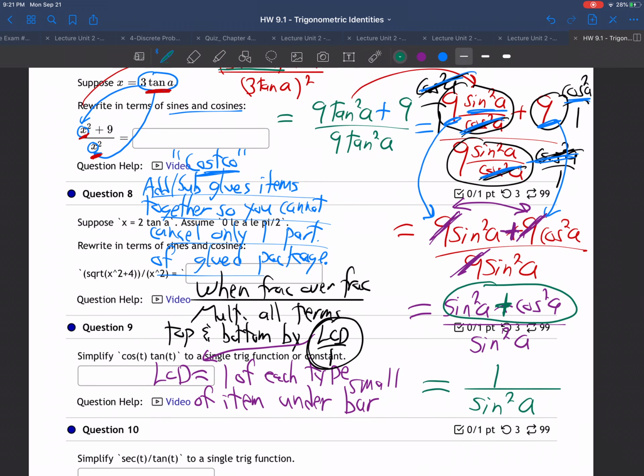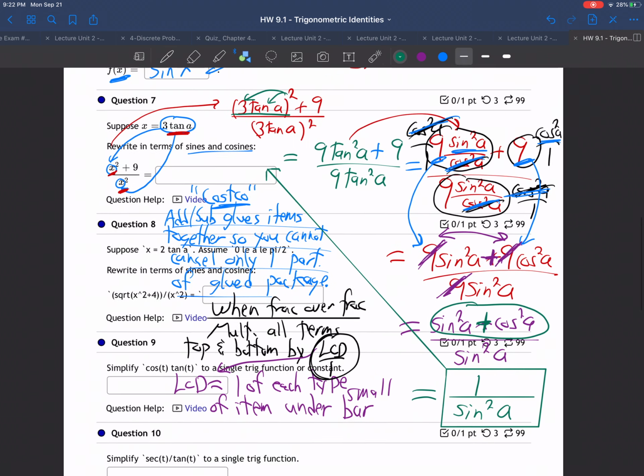And that's our answer. That was a stinking lot of work, wasn't it? 1 over sine squared of A. That's what goes in the box. 1 over sine squared of A. That was a lot of steps on that problem.